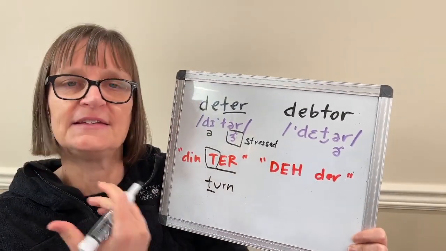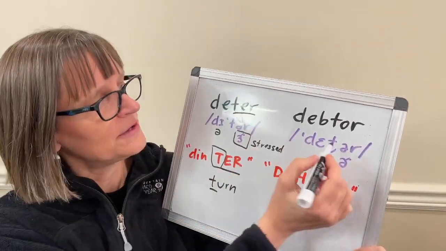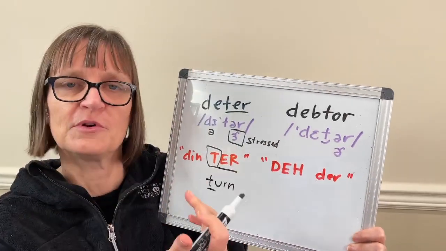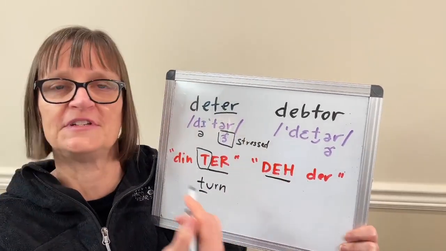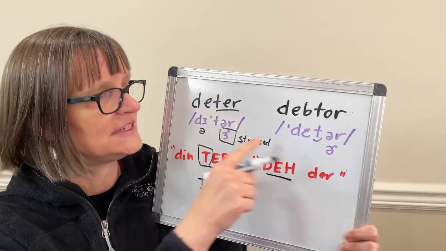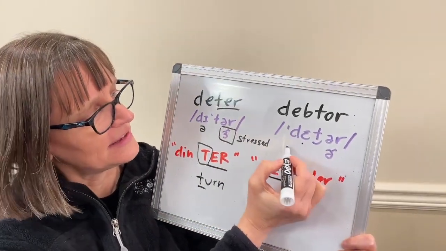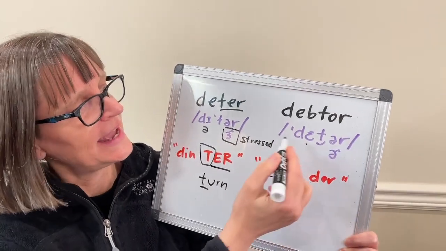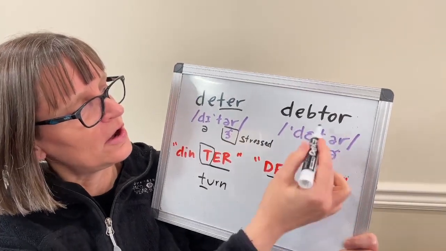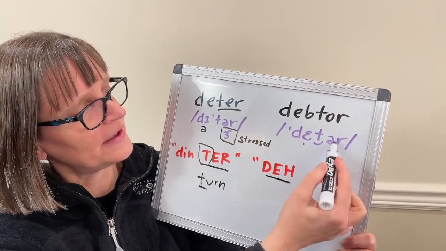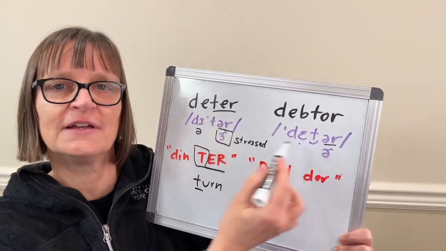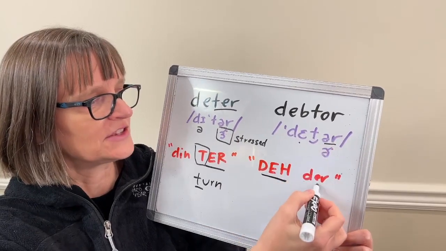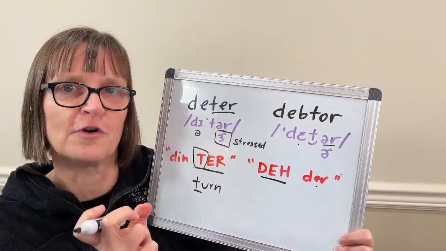Versus in debtor, I use what's called a flap T. There's no burst of air because in debtor, the stress falls on the first syllable, de. So now the letters DE say the sound "eh," like in red or dead, and our letters OR also say the sound "er." You can think of it, it's the exact same sound as it is here in deter, debtor. It's just here that it's going to be unstressed, so it's going to be shorter, more of a reduced vowel.